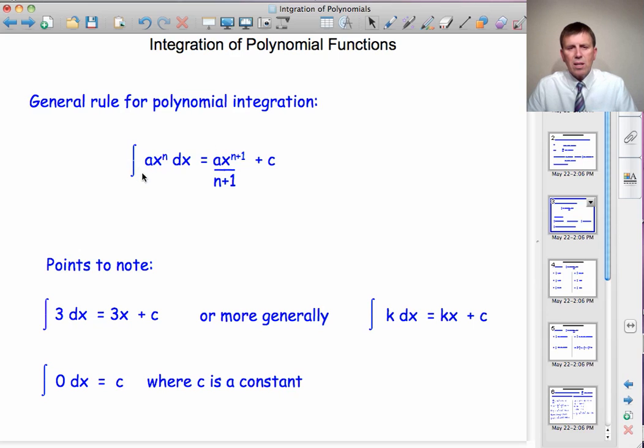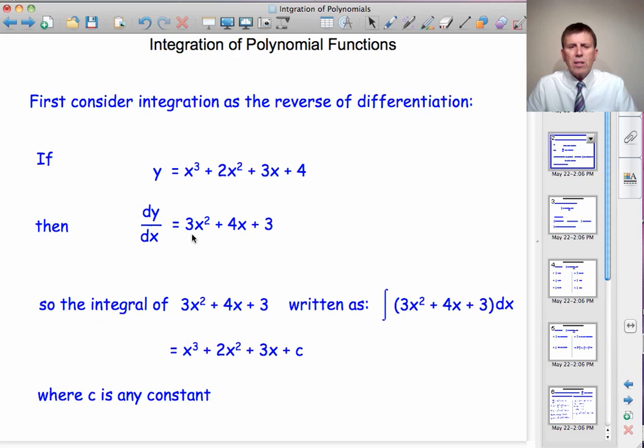Let's have a look and see if this rule here fits what we started with. If we integrate 3x squared, we raise the power by 1, we get 3x cubed divided by the new power. 3x cubed divided by 3 is x cubed. If we integrate 4x, well, we can think of x as x to the 1. We raise the power, we get x squared. So that's 4x squared divided by the new power, the 2, and 4 divided by 2 gives me 2, 2x squared. As we've just discussed, when we integrate 3, we get 3x. And we also get the constant of integration. We can't know that it's a 4.